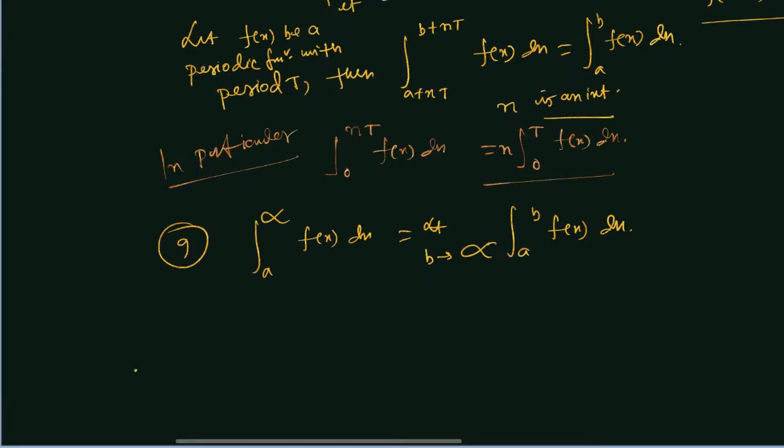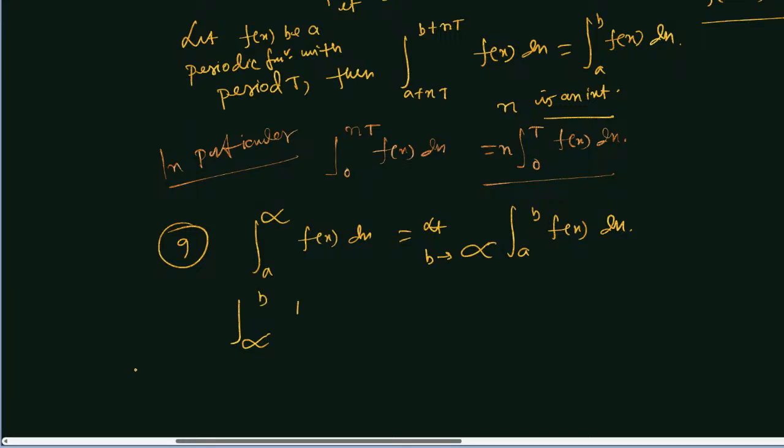Similarly, if there is a lower limit, say integral from infinity to b of f(x) dx, then you can write limit a tending to infinity, integral from a to b of f(x). Previously, the upper limit was tending to infinity. Now the lower limit is tending to infinity. So what we will do, simply we will calculate this part, then apply the limit over there.